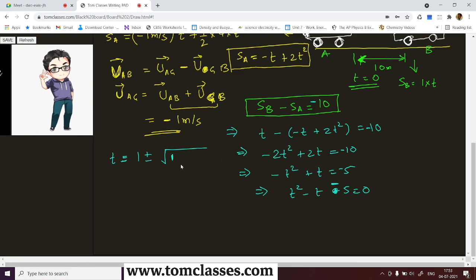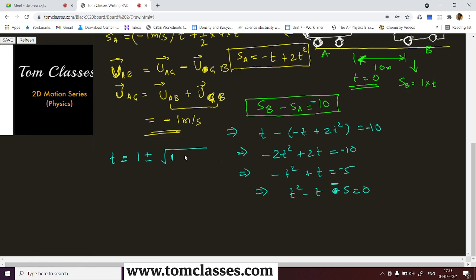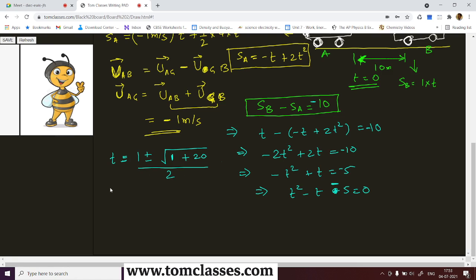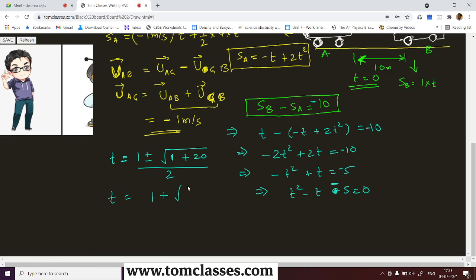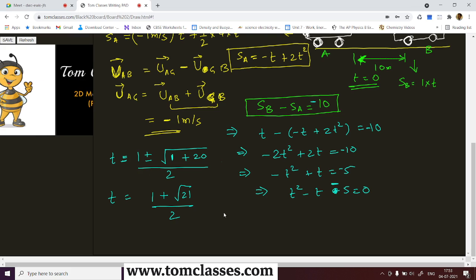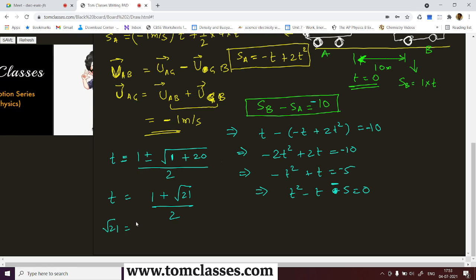Okay, so that is plus minus difference. So 1, and then it is going to be plus 4 into 5, that is 20, divided by 2. So this time is going to be what? 1. This negative time we cannot take, so 21 by 2. Okay, so the square root of 21 is going to be between 4 and 5.